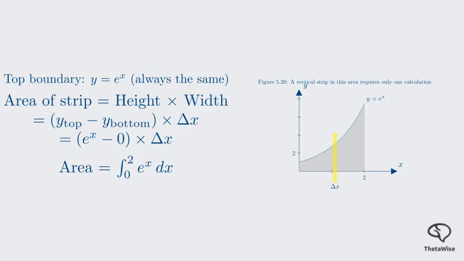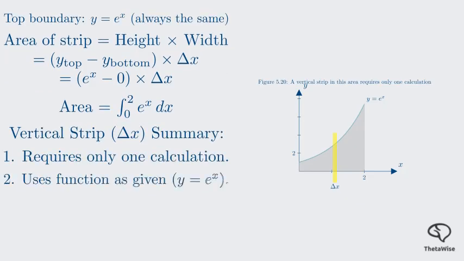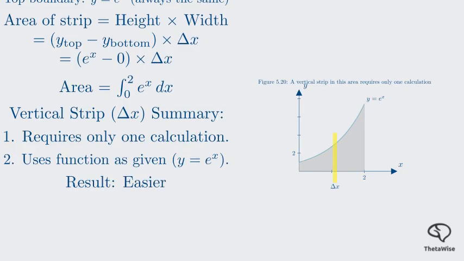This is a very straightforward calculation. So, to recap this example, the vertical strip was the clear winner. It required only one calculation and didn't force us to rewrite our function in a more complex form.